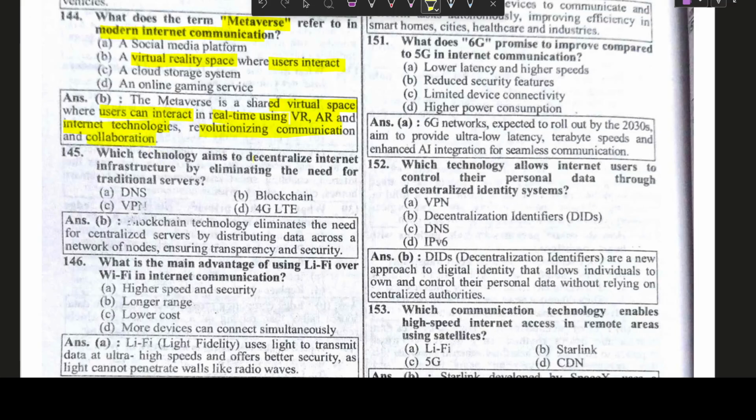Which technology aims to decentralize internet infrastructure and eliminate the need for traditional servers? So it's blockchain. Through blockchain we eliminate the need for a centralized server by distributing data across the network of nodes, ensuring transparency and security.